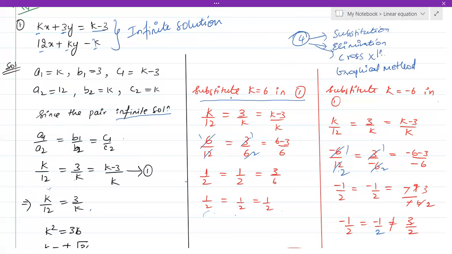And from the exam point of view, for state board students, elimination method, cross multiplication method, and graphical method are very, very important. Graphical method, 1000%, you're going to get a question for 4 marks. Out of elimination and cross multiplication, any one might come for 2 marks. Either this or this. So let's start with substitution method.